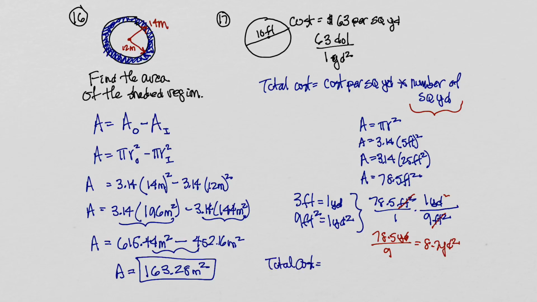So our total cost is going to be $63 per 1 square yard times 8.7 square yards. In this case, the square yards cancel, and we will have 63 times 8.7, and that comes out to be, we're left with dollars, 548.10.